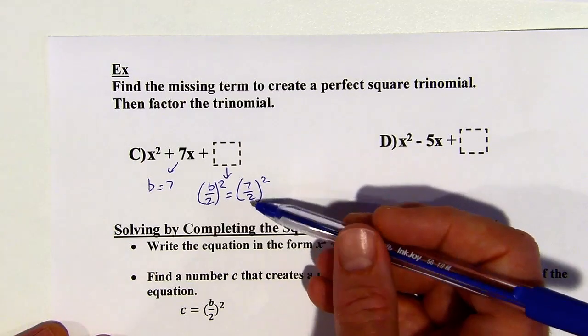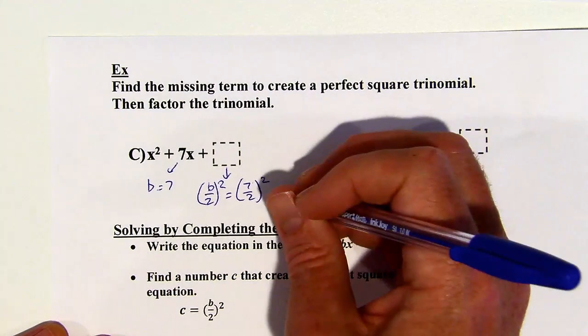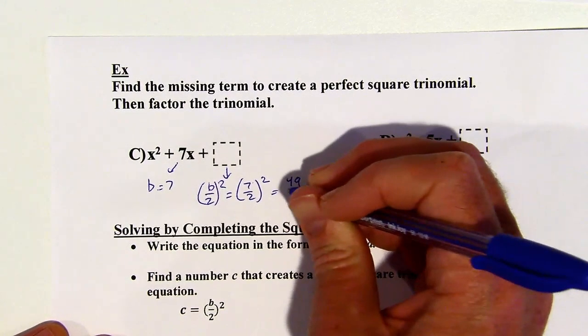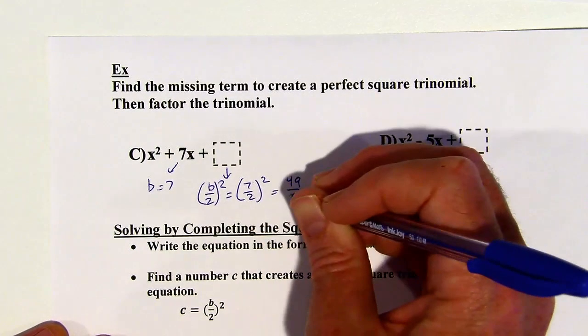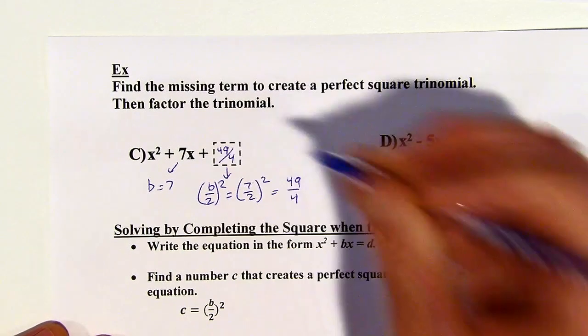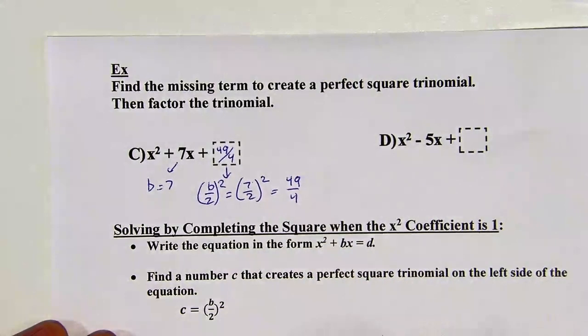fraction here. So I'm thinking 7 over 2 times 7 over 2. Well, you can just square the top and the bottom. If you multiply 7 over 2 times 7 over 2, go straight across. You get a 49 on top, and then 2 times 2 on bottom would give you a 4. So this is going to be 49/4. I don't usually like to write fractions like that, but just to make it fit in there. Okay, so there's my perfect square trinomial.